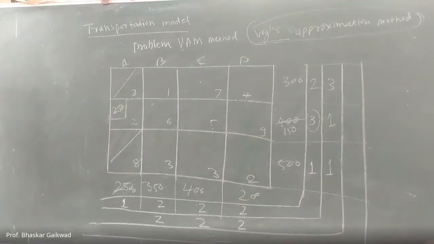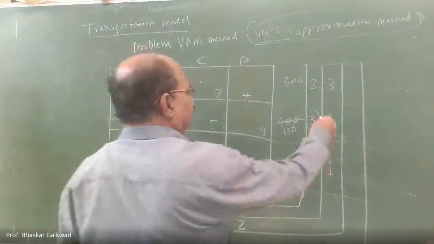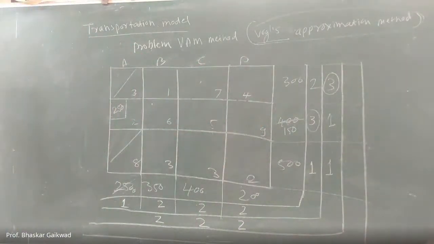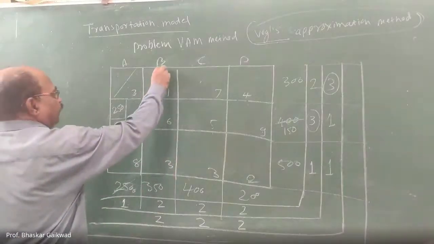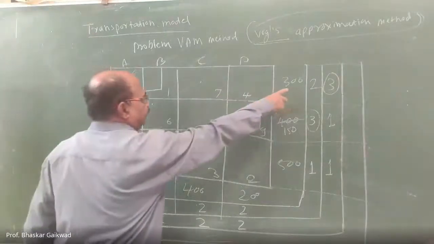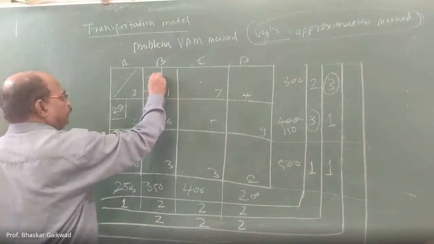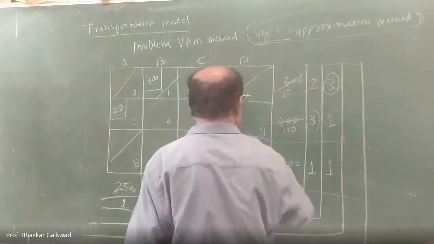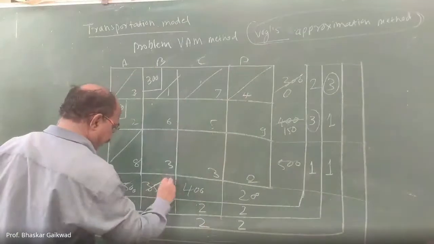That difference is 2. Now, after that, you can select the maximum value. Which is the maximum value? This one is the maximum value. Select the corresponding minimum number in that column. 1 is the minimum number. So you can go this way. So here 350, here it is 300, which is the minimum, 300. So you can cancel this row. This will become 0. And what is remaining here? 50.